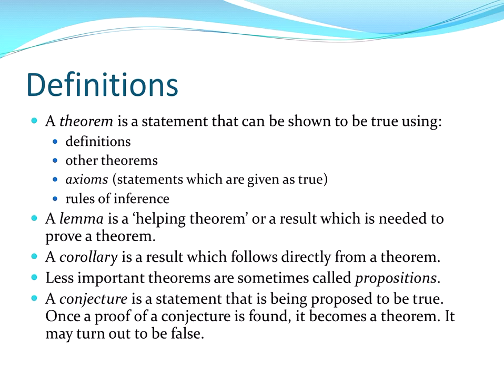A conjecture, on the other hand, is a statement that we're proposing might be true, but we haven't found a proof for it. If it is ever proven to be true, it becomes a theorem. And if it's proven to be false, then it was a failed conjecture.